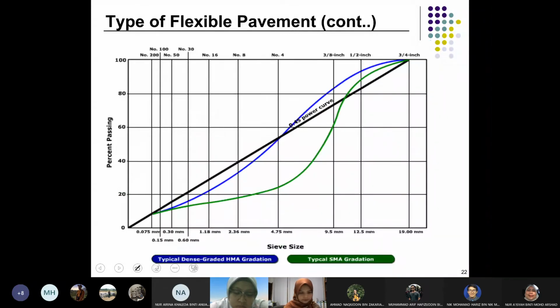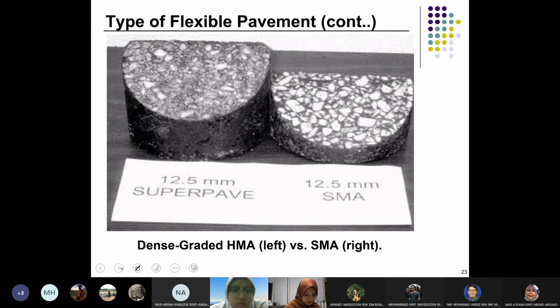Okay, so these are the types of flexible pavement. This is SMA and this is the dense graded. The one in blue color tu, dia more close to the power curve. Lebih dekat the graph to the power curve ni lebih bagus dari segi quality. So, kalau tengok SMA tu dia makin menjauh kan. Dia keluar semua, dia makin jauh daripada power curve. So the strength will also be lower. Okay, this is the example.